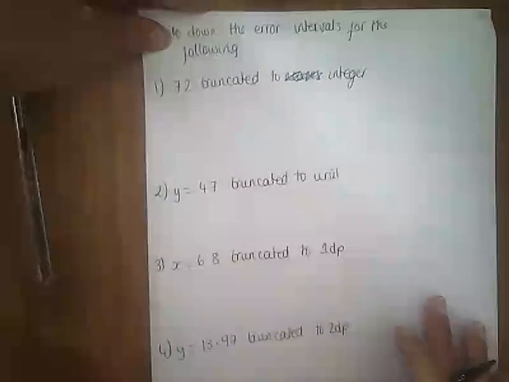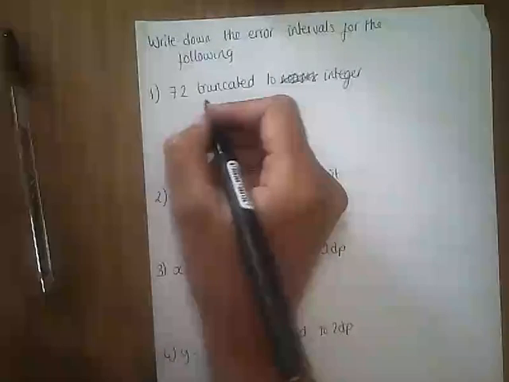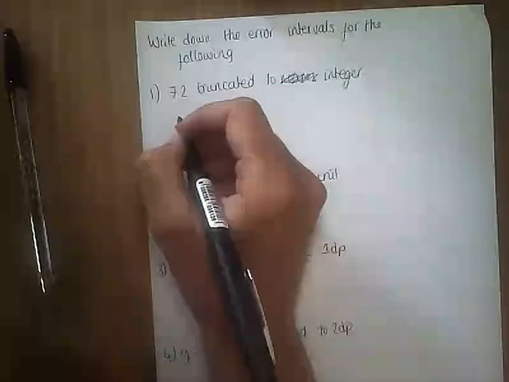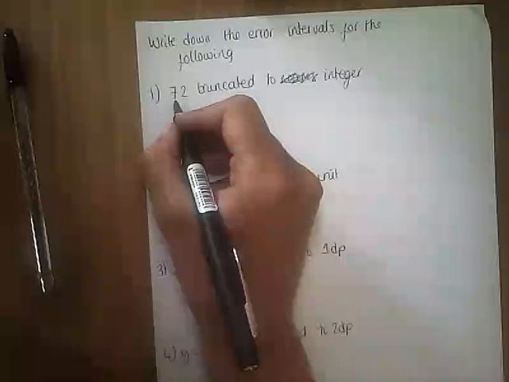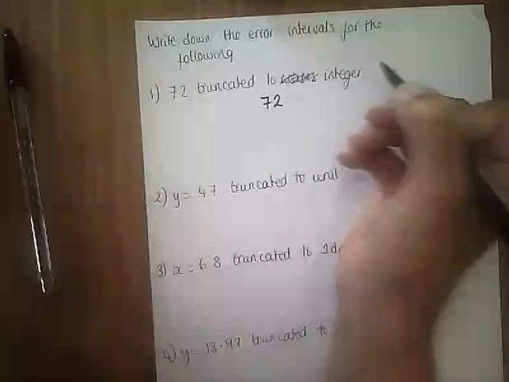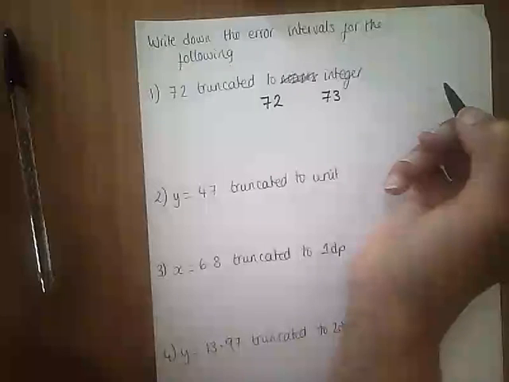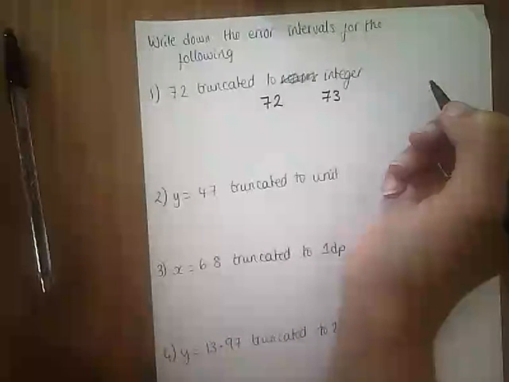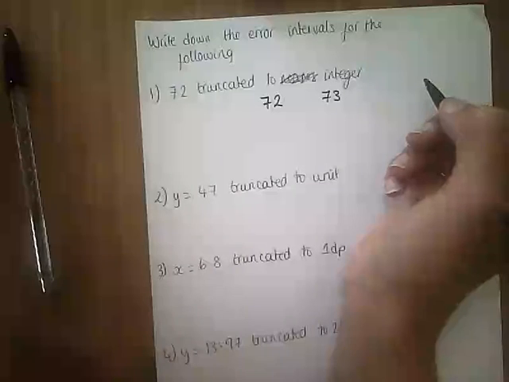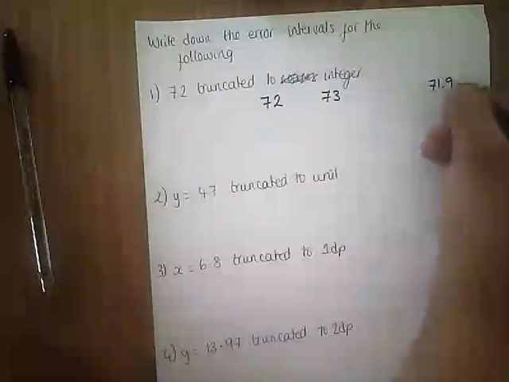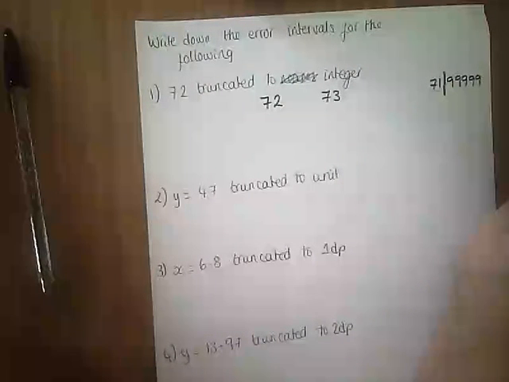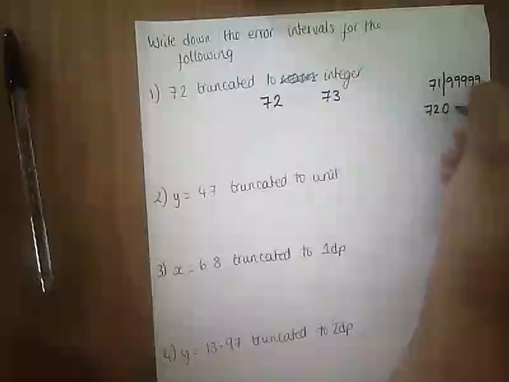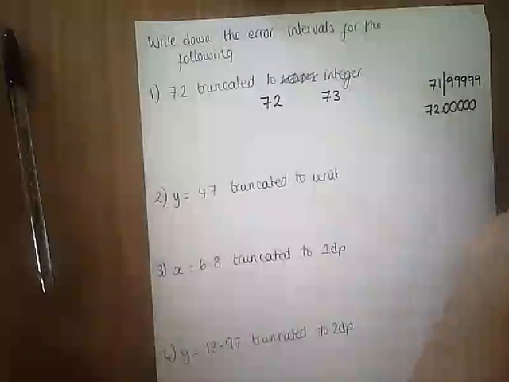Right, we're just going to do error intervals with truncation. Now these are a little bit trickier. It's a bit like bounds, but they've been truncated. So 72 has been truncated to the nearest integer. The next integer it could possibly be would be 73, okay? But it could not be 71 because if we truncated 71, even if it was 71.999, it would still be 71. So the lowest it could possibly be is 72.000000000.